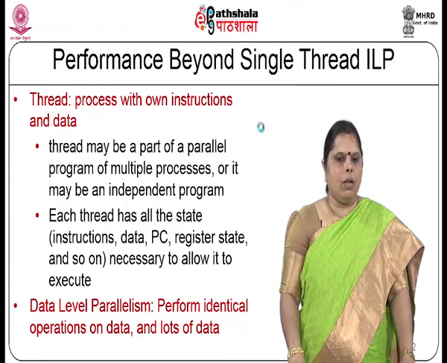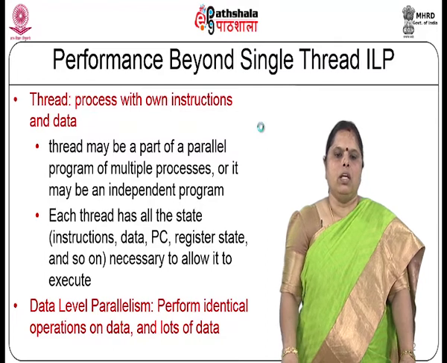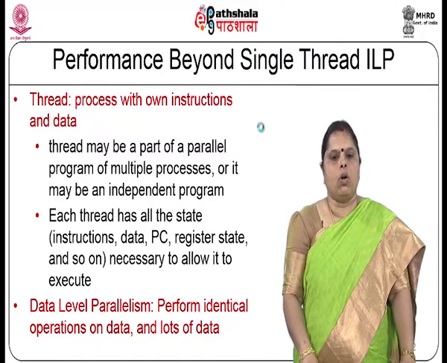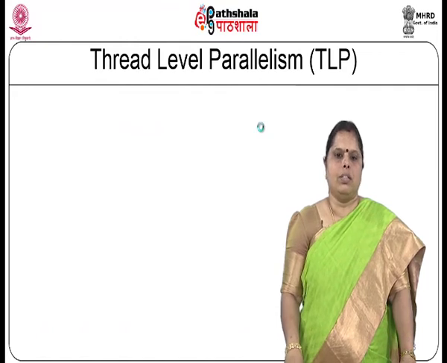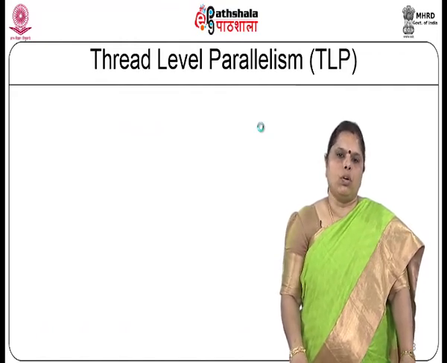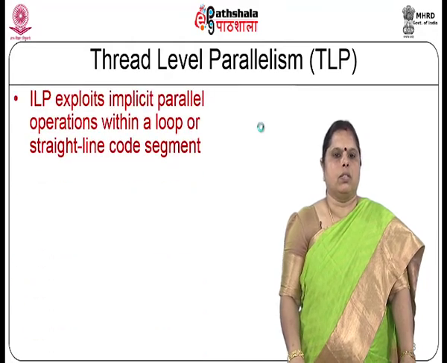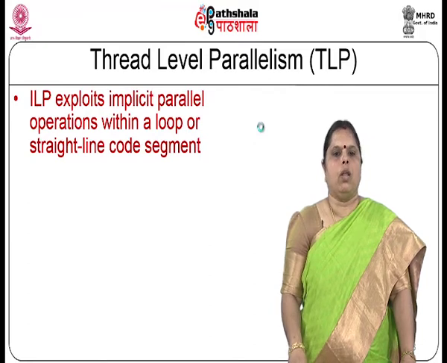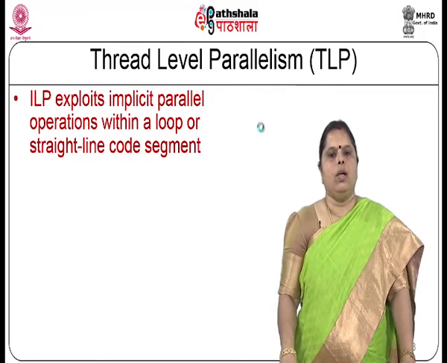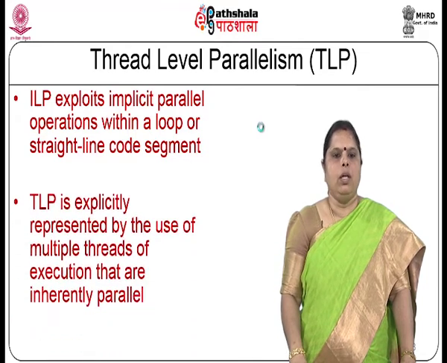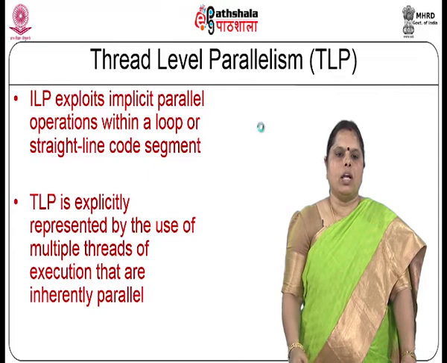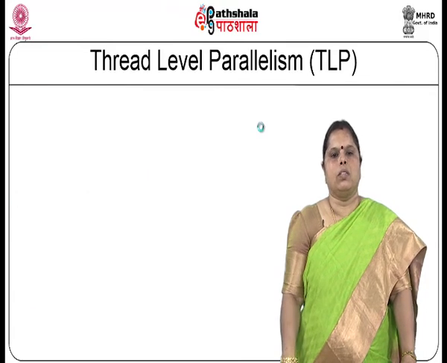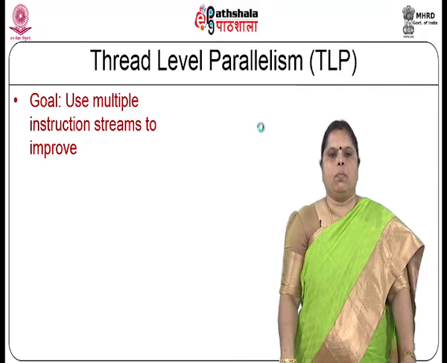Data level parallelism is basically performing identical operations on multiple sets of data. So, that is data level parallelism. What we are going to focus on in this lecture is thread level parallelism. In the case of ILP, it exploits the implicit parallel operations within a loop or a straight line code segment. Whereas, TLP is explicitly represented by the use of multiple threads of execution that are inherently parallel. So, we are trying to exploit this explicit parallelism that is available in your application programs.